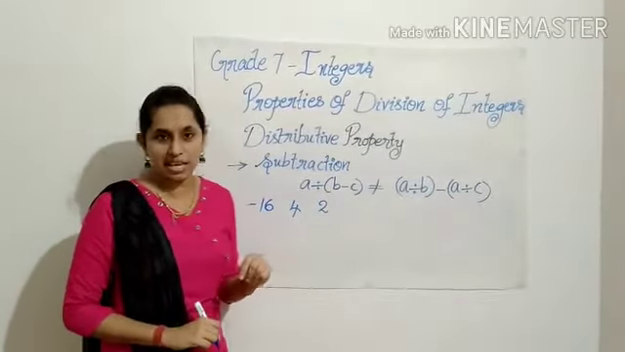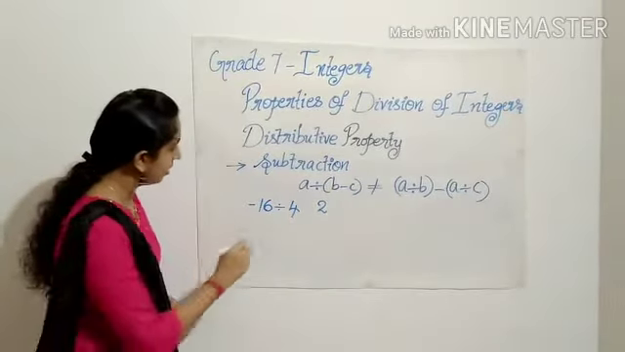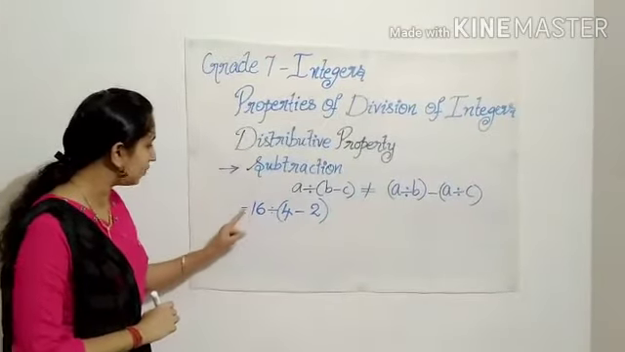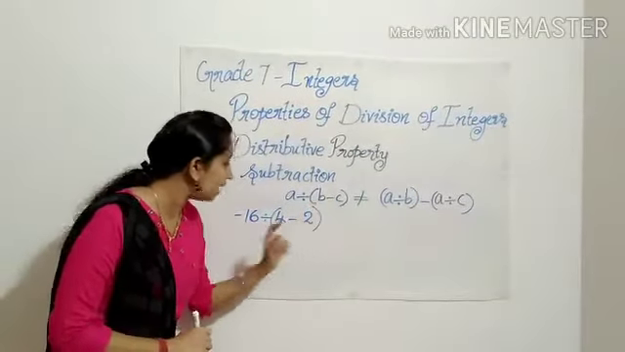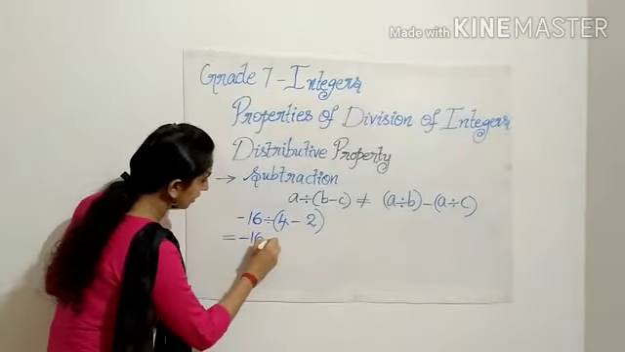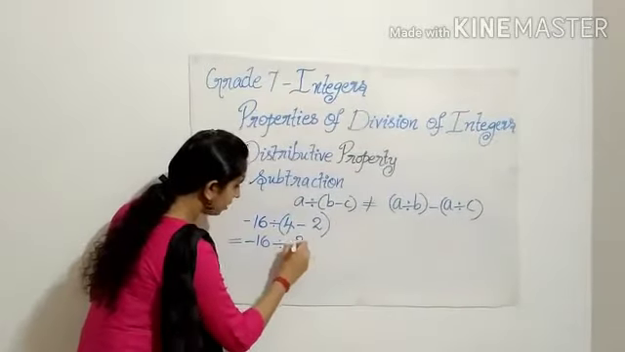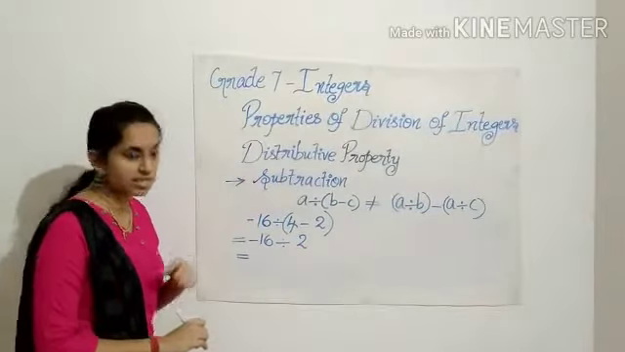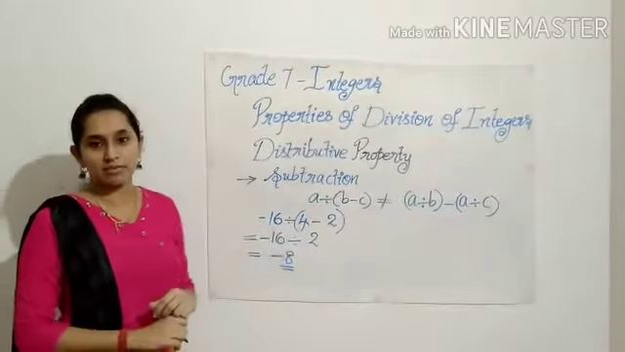Let's check the LHS case. Negative 16 divided by (4 minus 2). You can see here in place of a I have taken negative 16, in place of b I have taken 4, in place of c I have taken 2. Let's check the answers, children. Negative 16 divided by, what is 4 minus 2? It is 2. So at last what do we get? Negative 16 divided by 2. It is negative 8. So on the LHS we got negative 8.